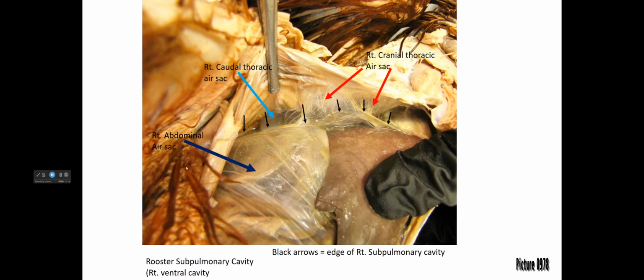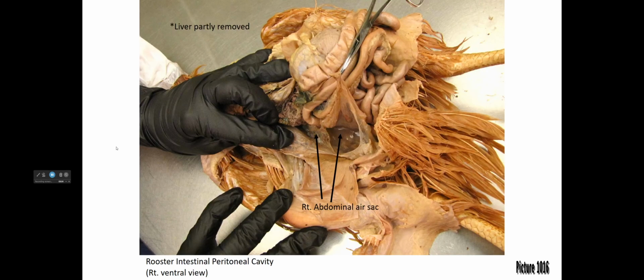In picture 978, we have a high magnification of the interior of the main part of the body cavity. We see cranial thoracic, caudal thoracic, and right abdominal air sacs on the right side of the bird, and then the black arrows indicating the edge of the subpulmonary cavity. In picture 1016, we have the intestinal peritoneal cavity that we're investigating, and also we have opened up the abdominal air sac on the right side.